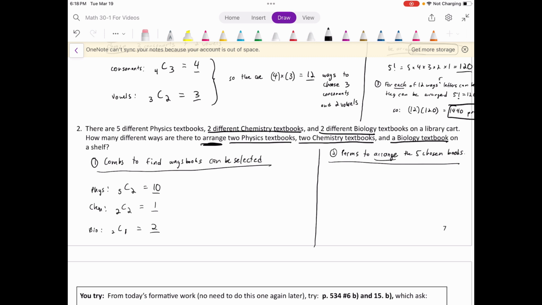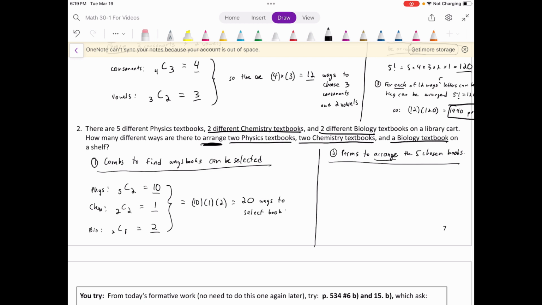Now, overall, what does that mean for how many ways our books can be selected though, right? The fundamental counting principle comes into play here. Because yes, there's 10 ways to choose our physics books, but for each of those 10 ways, we could choose 1 bio book or we could choose the other bio book, right? Chemistry doesn't really add to the number of different ways because there's only 1 way to choose 2 out of 2. So our total number of selections is 10 times 1 times 2 or 20, right? There's 20 different ways to even select the books.